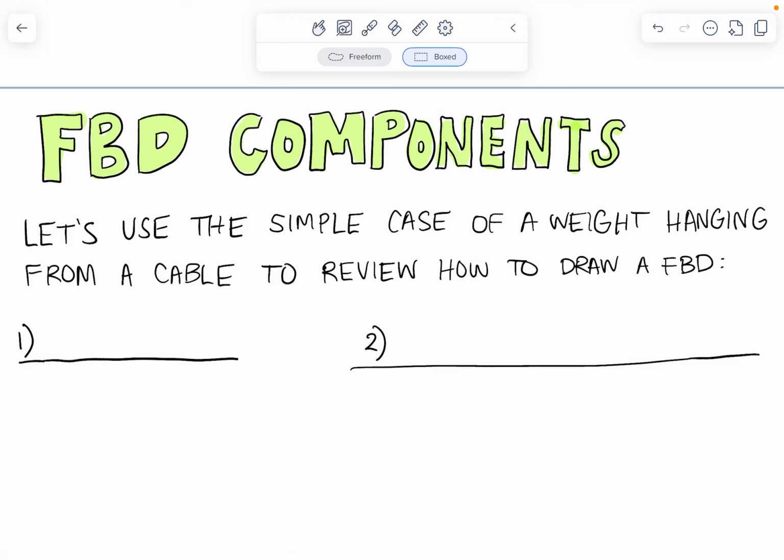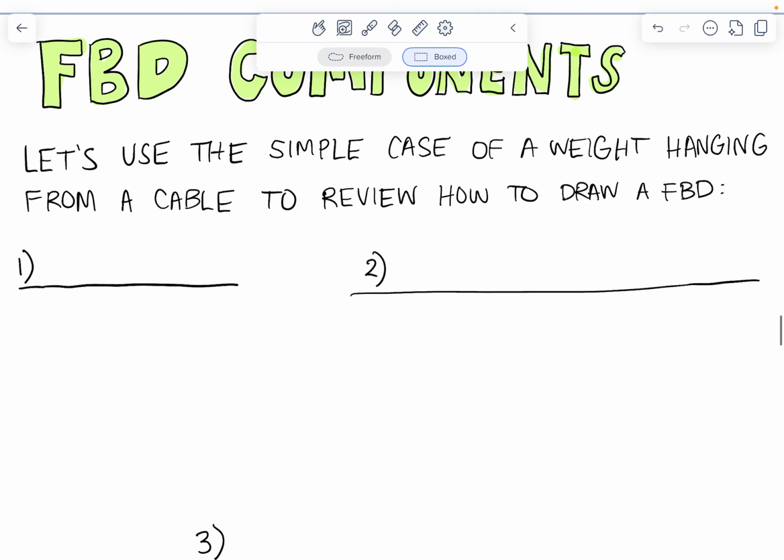Okay, let's continue our discussion of Chapter 3 by talking about components that you might encounter in free body diagrams. And let's start with a simple case of a weight hanging from a cable to refresh our memories on how to draw a free body diagram.